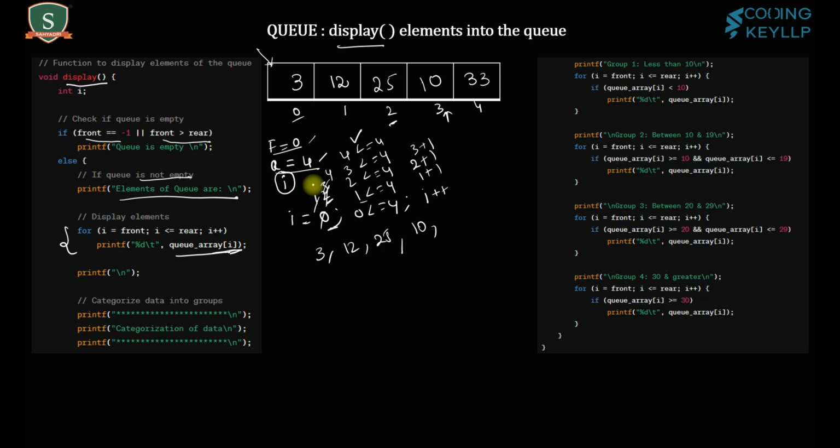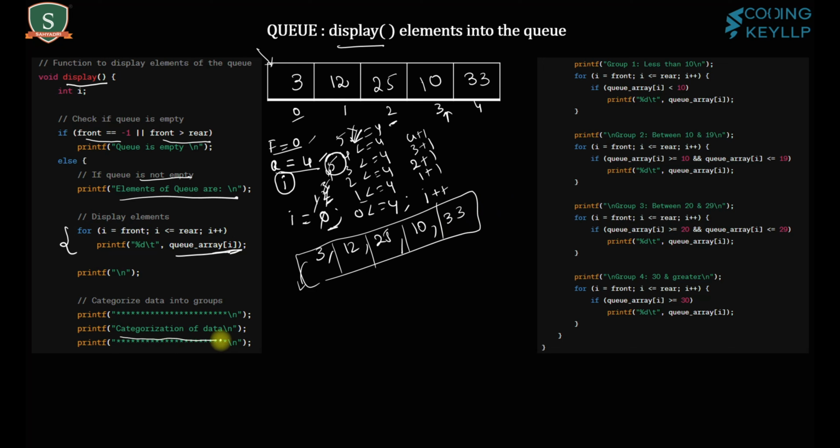Q array of I. What is the I value? 4. So what is there in the fourth position? 33. 33 will be printed. Now 4 plus 1, that is 5. I value becomes 5. Now 5 is less than or equal to 4? Condition failed. It comes out of the for loop. I hope you understood how it is traversing the complete array and printing the elements 3, 12, 25, 10 and 33.